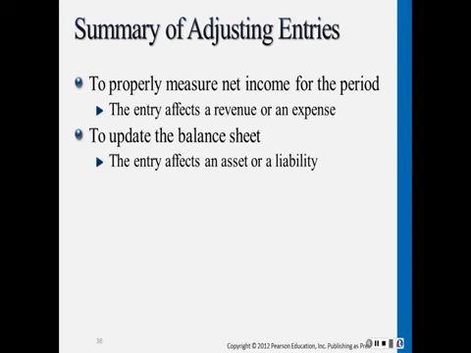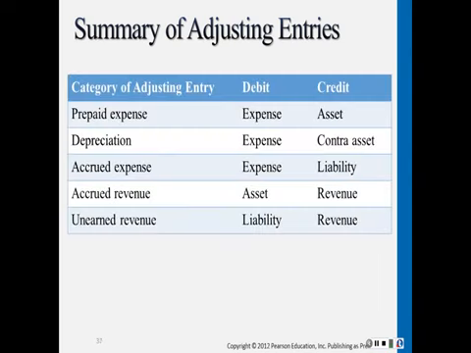The adjusting process has two purposes. The first one is to capture all transactions that should be reported in a period shown on the income statement. Every adjustment affects a revenue or an expense. And the second purpose is to update the balance sheet so that all accounts are properly valued. Every adjustment affects an asset or liability, but never a cash account.